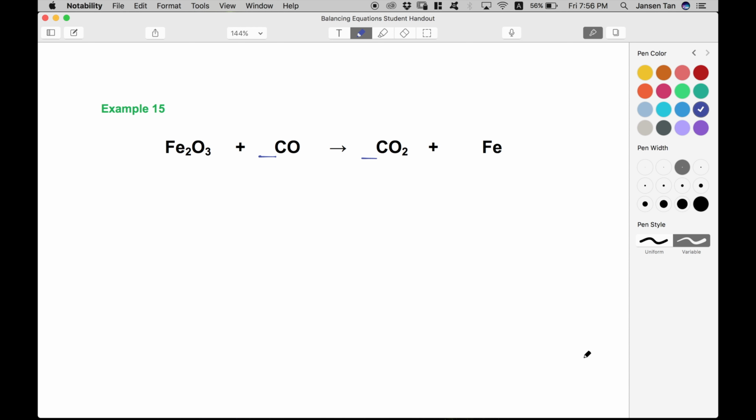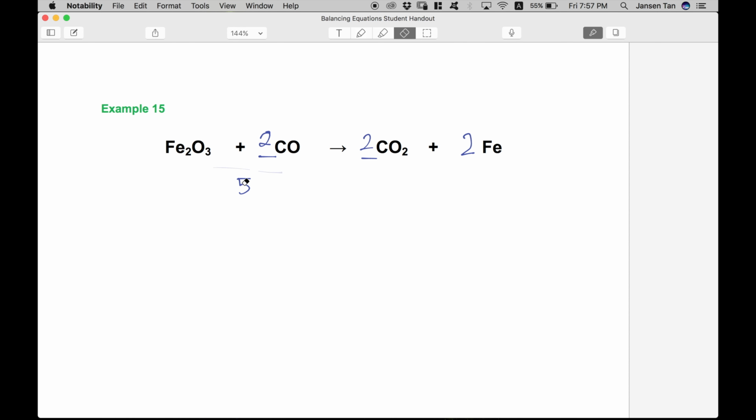So we leave that for a while. We balance the easy one first, which is iron. There are 2 here, so this number must be 2, right? And if 1 and 1 doesn't work out, let's try 2 and 2. Is it correct? 2 carbon here, 2 carbon here, but it's the oxygen balance. There's 3 here, there is 2, so that makes it 5. And here is 4. Oops, it doesn't balance. So 2 and 2 doesn't work.